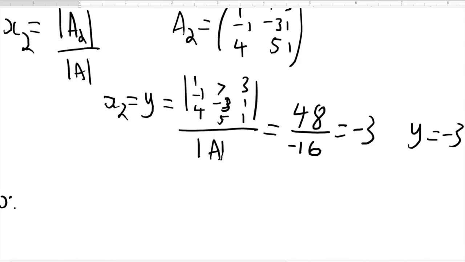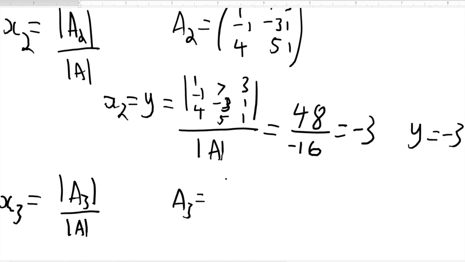So finally, x3 is going to be equal to the determinant of A3 divided by the determinant of A. And so A3 is just going to be, we'll have 1, minus 1, 4, 2, 2, 1. These are the first two columns of A, but then the third column will be the vector B, which is 7, minus 3, 5.